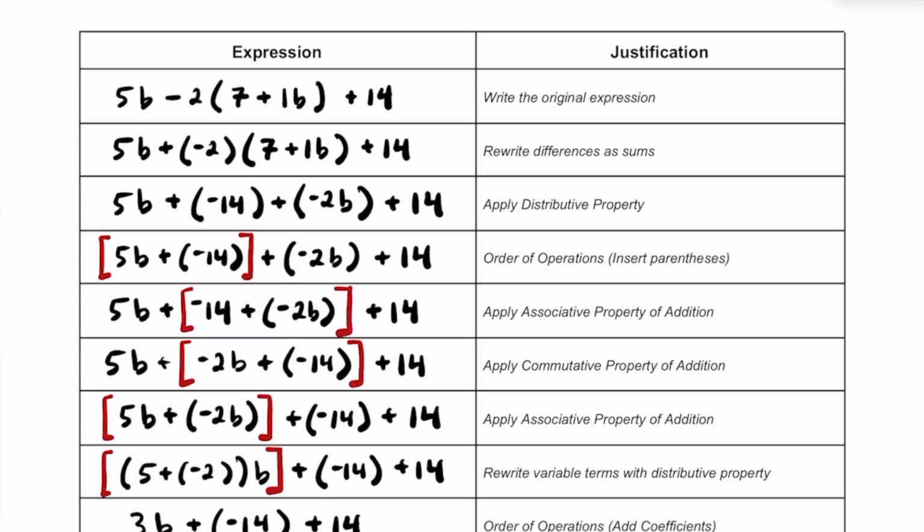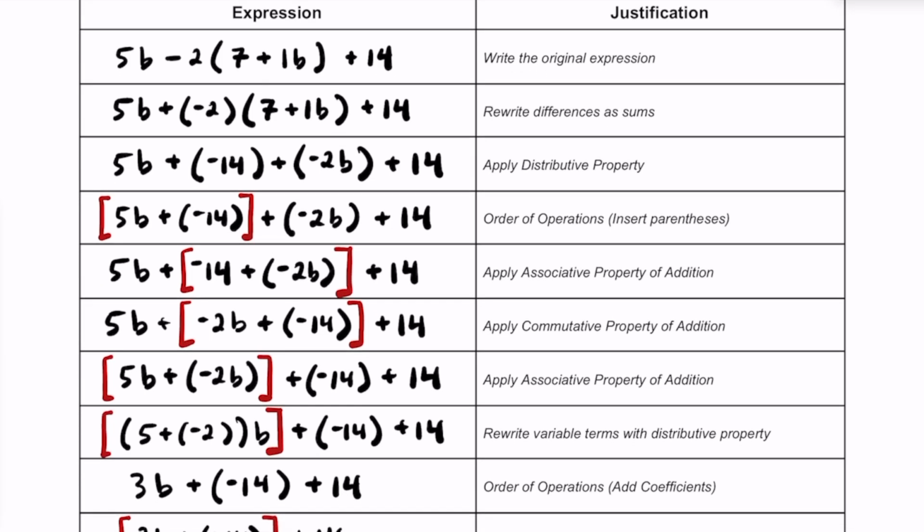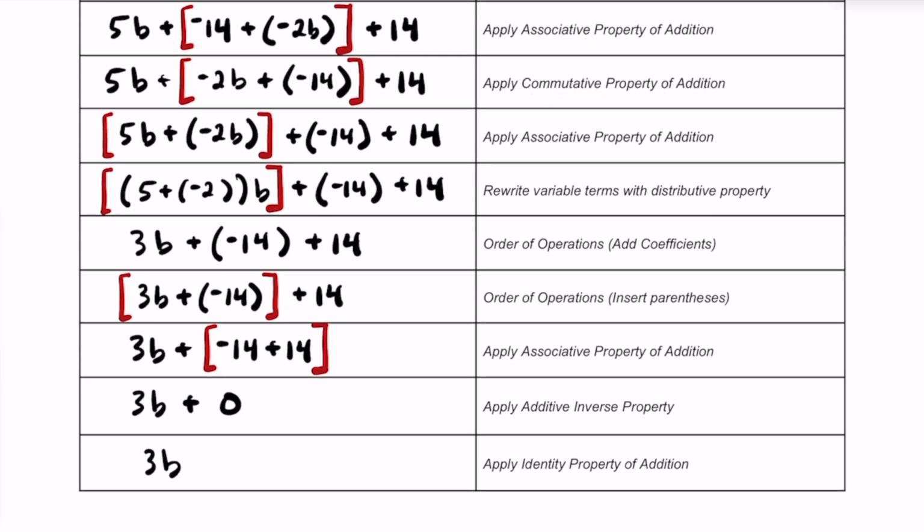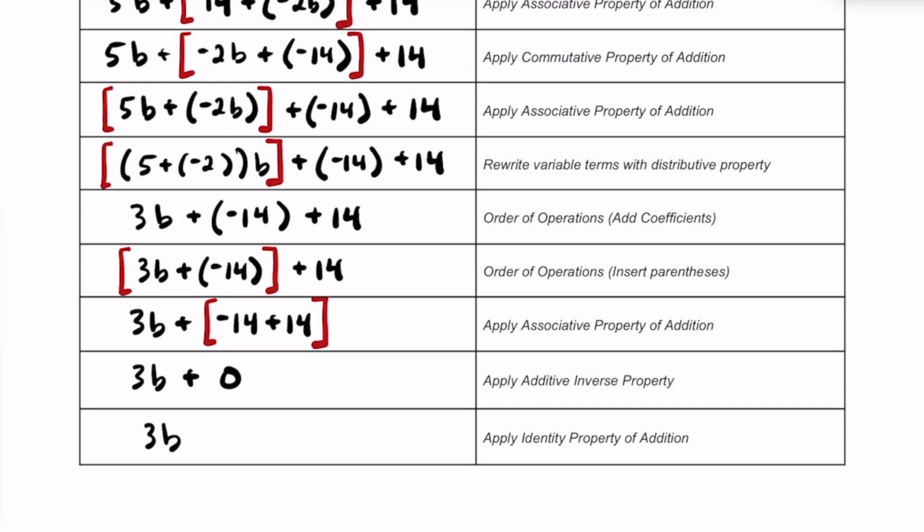We took a look at an expression that we simplified here. We applied a bunch of our little properties along the way, right? We used the distributive property. We also used the associative property and the commutative property. We also used the additive inverse property as well as the identity property. So we used, I think, almost every single one there.